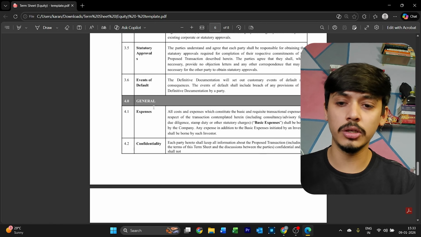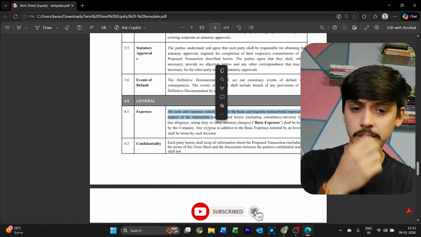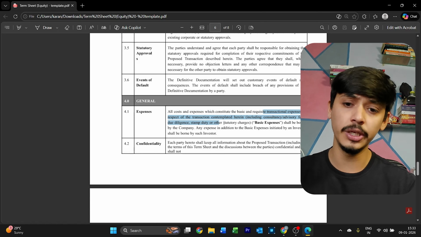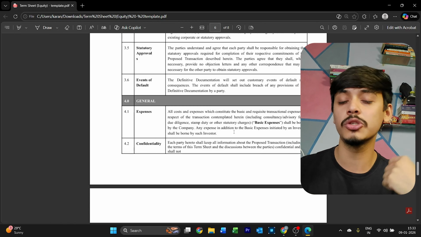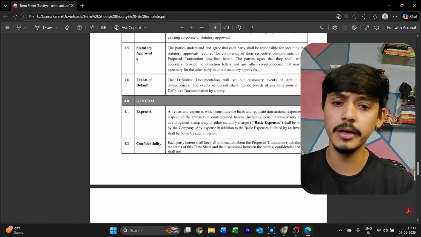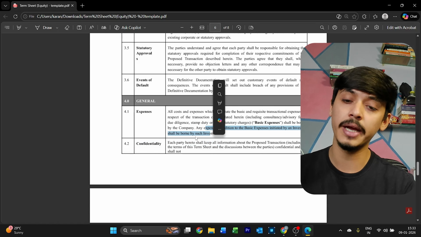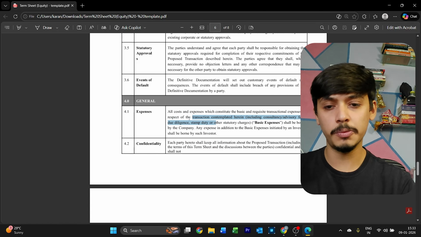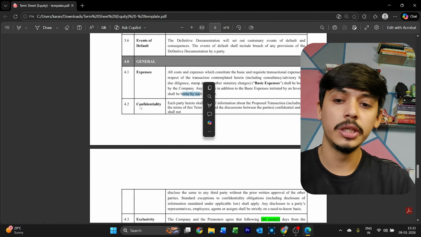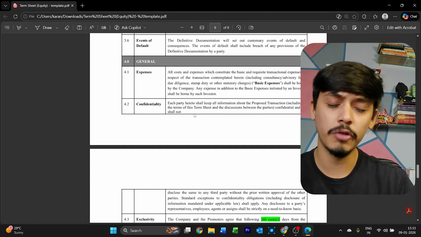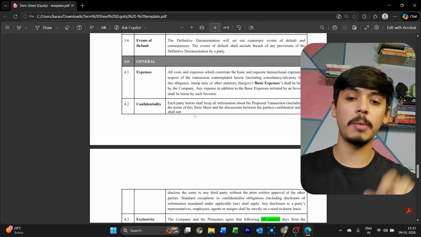Finally, in general clauses, expenses are also covered, like who is going to incur all the expenses of consultancy, advisory, due diligence. So mostly these are all incurred by the company that is going to get the funding or going to get acquired. Any expenses in addition to basic expenses initiated by investors shall be borne by investors. The above expenses are to be covered by the company, but apart from that will be covered by investors. Then confidentiality: all the information that is shared between the investors and the company has to be kept confidential.